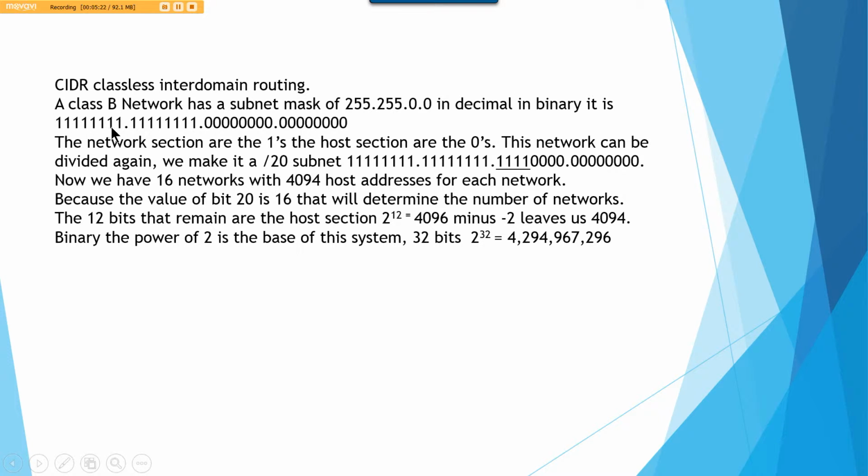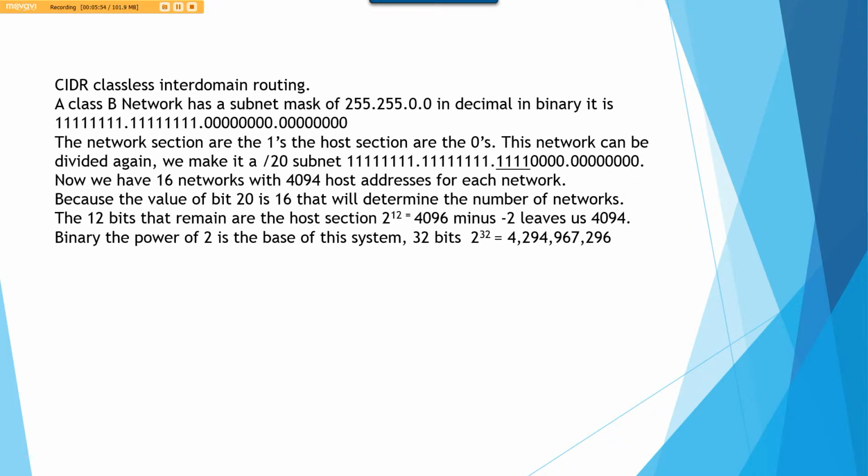The first 16 ones is your network section. So whatever numbers were in the first 2 octets, that would be your network number. The numbers in the second 2 octets would be numbers of your computer devices or hosts on your network. And as we said, network sections are the ones and the host sections are the zeros. Network section, host section.